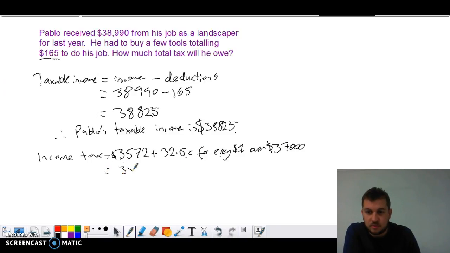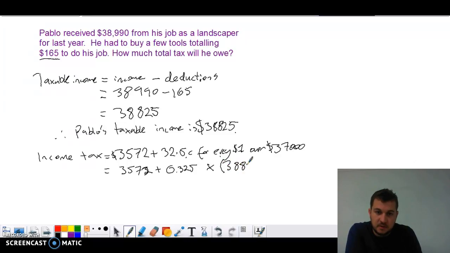So we've got our working out: 3,572 plus 32.5 cents as a dollar, which is $0.325, for every, which means times, dollar over 37,000. We need to know how many dollars he is over 37,000, so we're going to go 38,825 take 37,000.